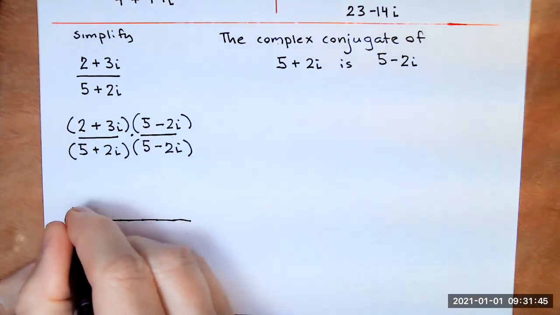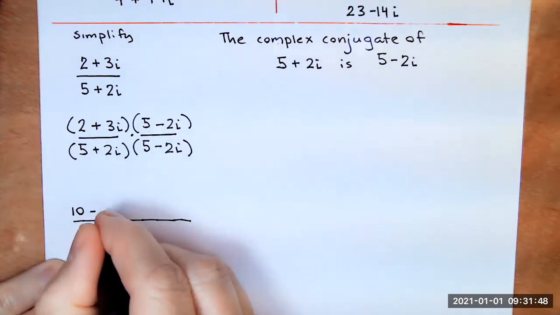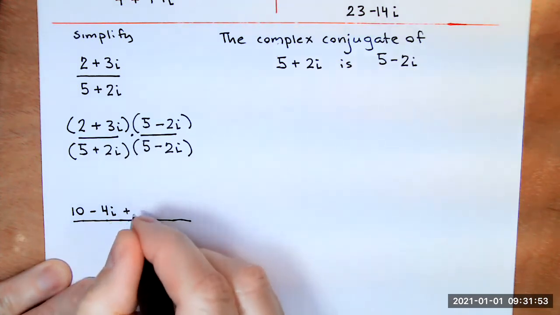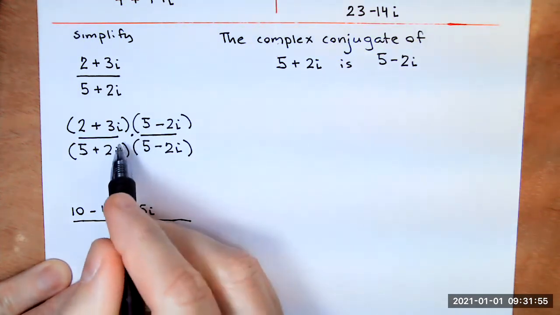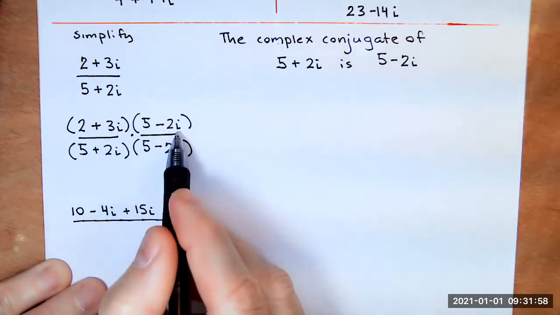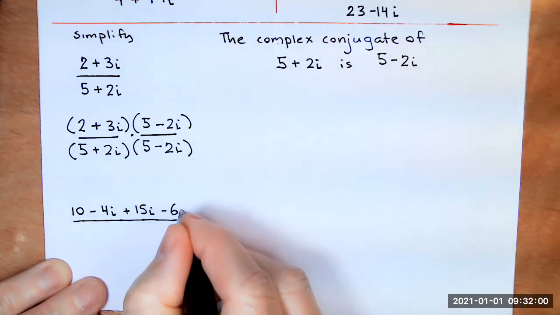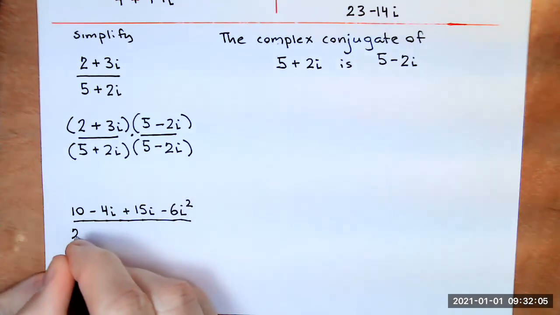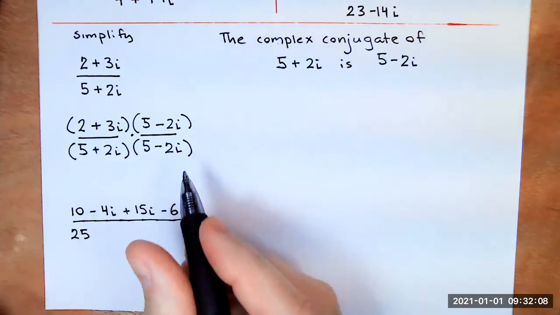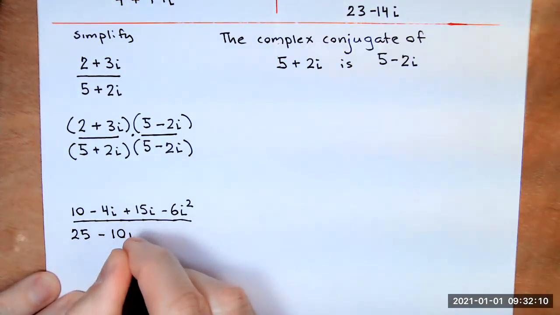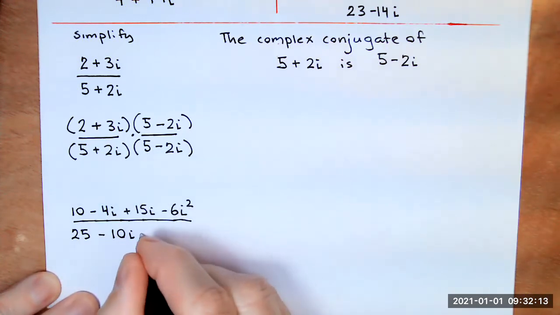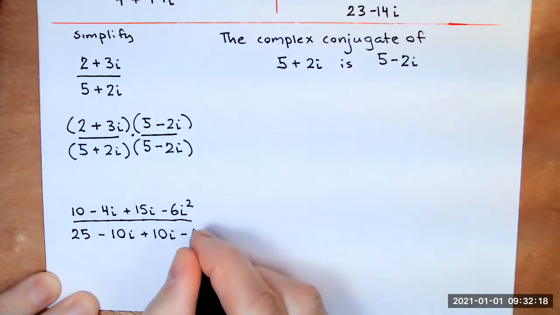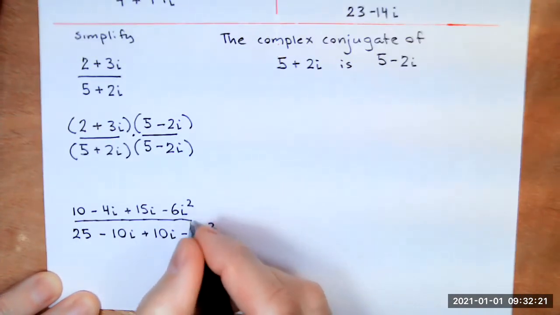Two times 5 is 10. The outer product, minus 4i. The inner product, 15i. And then the last terms, 3i times negative 2i is negative 6i squared. In the denominator: the first, 25, the outer product minus 10i, the inner product plus 10i, and then the last, minus 4i squared.